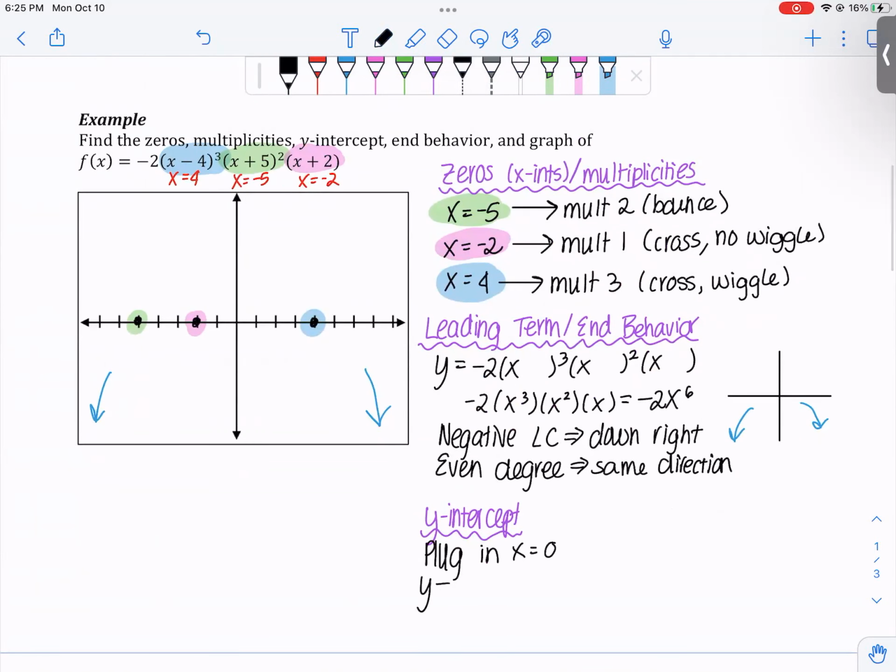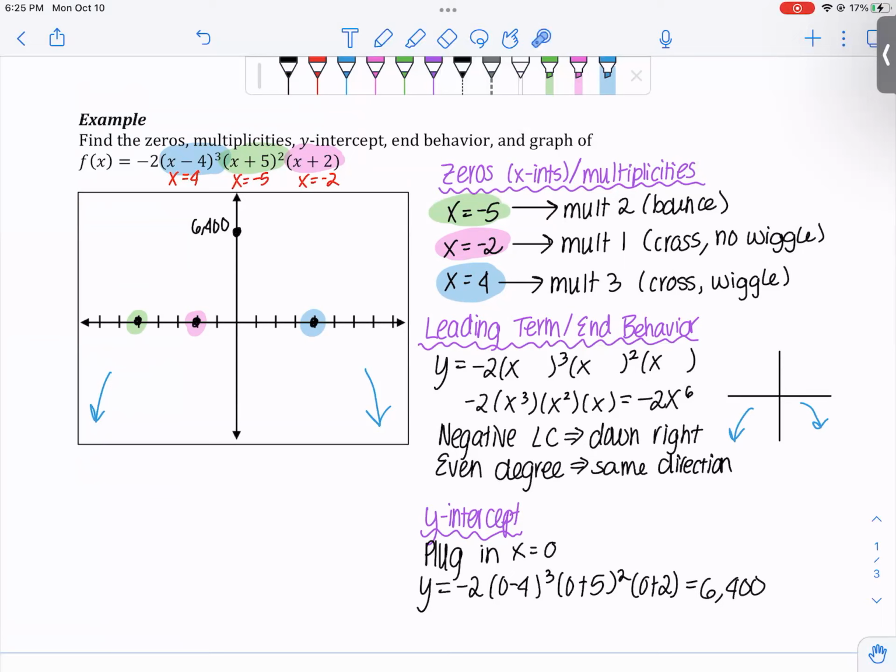So we have y equals -2, 0 minus 4 cubed, 0 plus 5 squared, 0 plus 2. This comes out to be 6,400, right? That's why there's no scale on here. So I'm just going to write 6,400 up here.